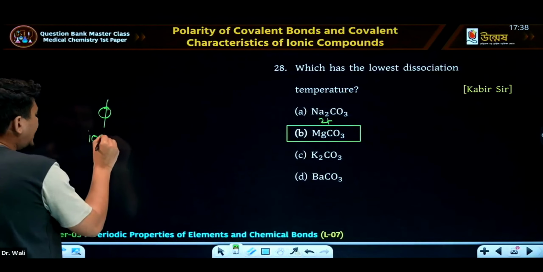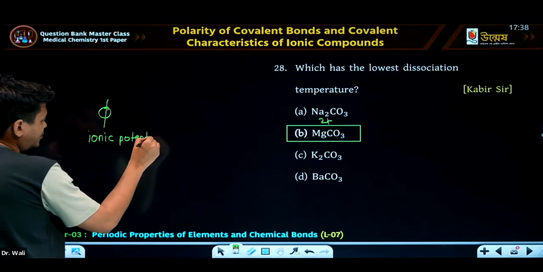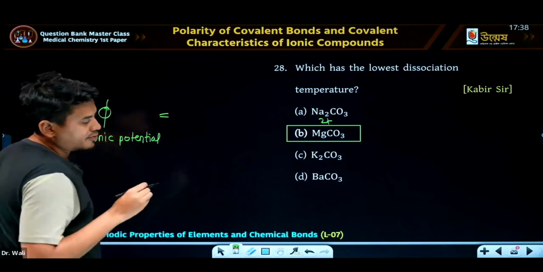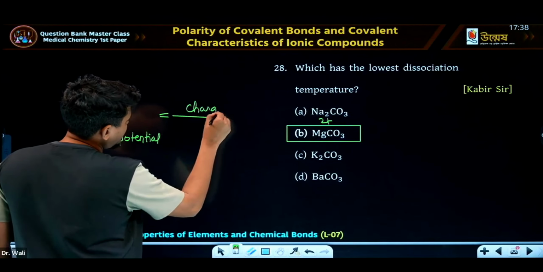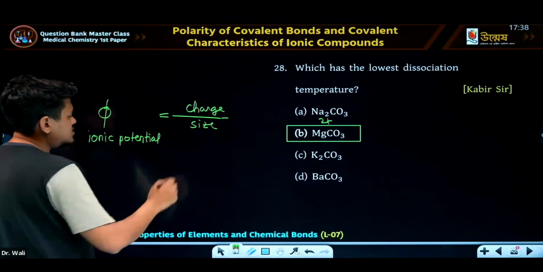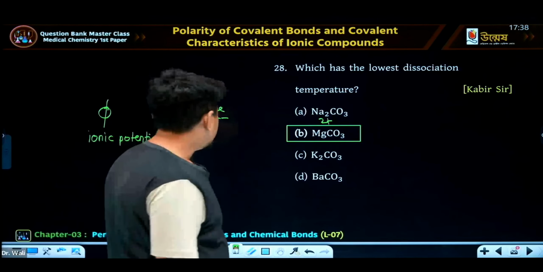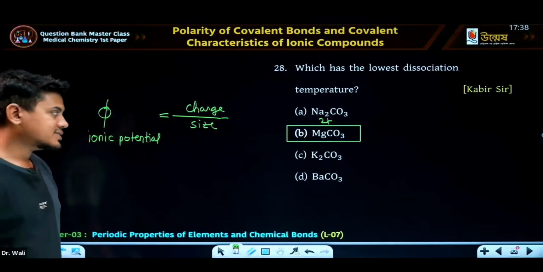Phi means ionic potential. Ionic potential determines the potential to polarize an anion. So ionic potential is an identity of a cation. We determine this with two variables: one is charge, another is size. The more the charge, the more the chance to polarize an ion. The smaller the size, the more the chance to polarize an anion.